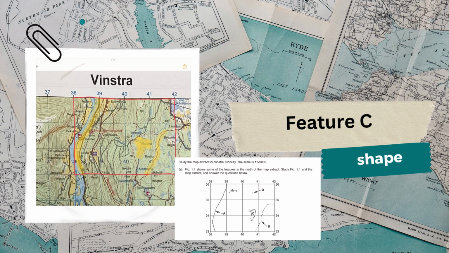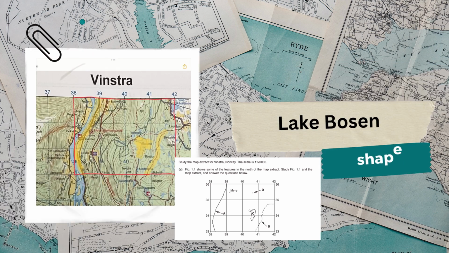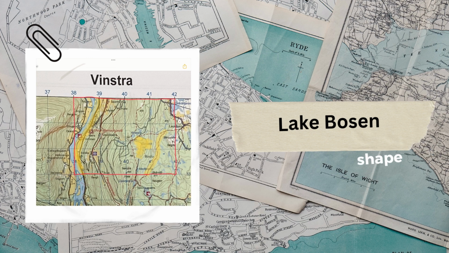Now we have to identify feature C. Again, use the 4-figure grid reference to identify the grid square in which you can find feature C on the main map. This time, the shape of the feature in the extract can help you. Then check against the key. Pause the video while you do this. If you said Lake Boson, that is correct. You can write just a lake, or Lake Boson. Cambridge will accept either. They will also accept Boson River and Lake Boson with max a minute lake elevation. They will not accept any other lake names though.